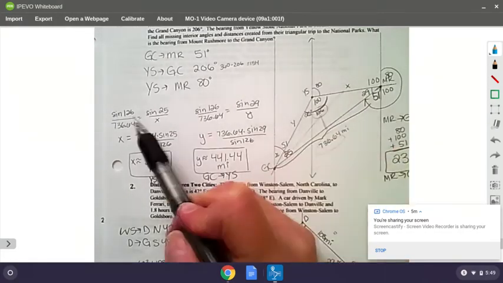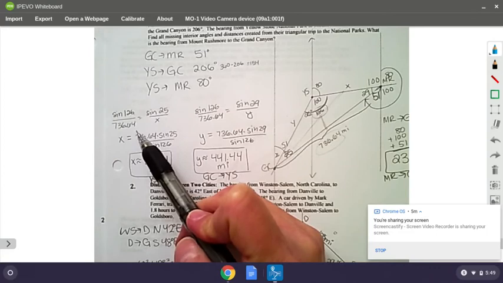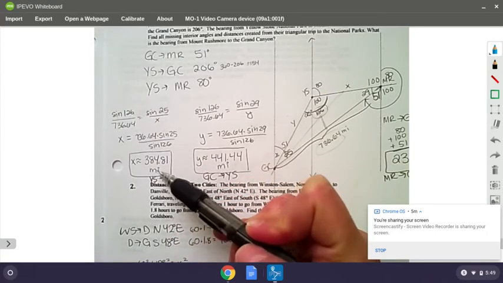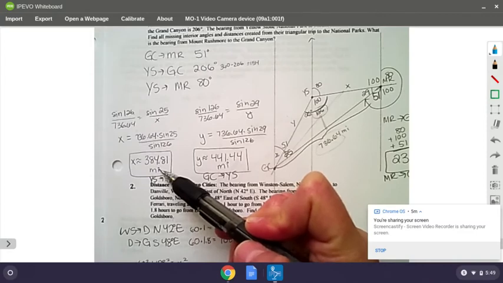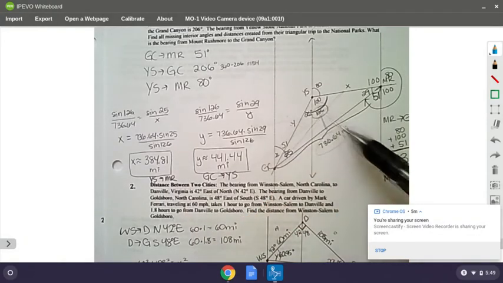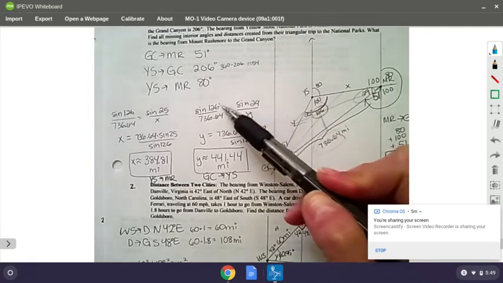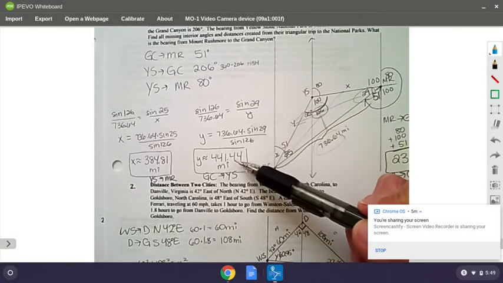So I did sine of 126 over 736.64 equals sine of 25 over x. Cross multiply, you get that x is 384.81 miles. Then to find y, I use the 126 and the 736 again, and then I use the 29 and the y. So there's my setup and my solving for that.